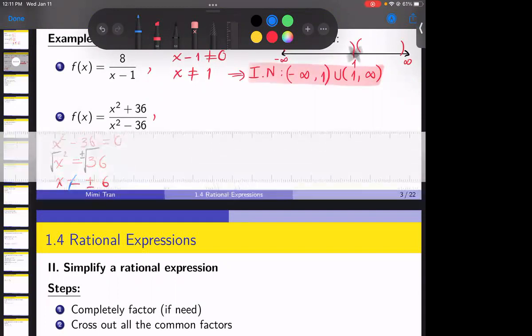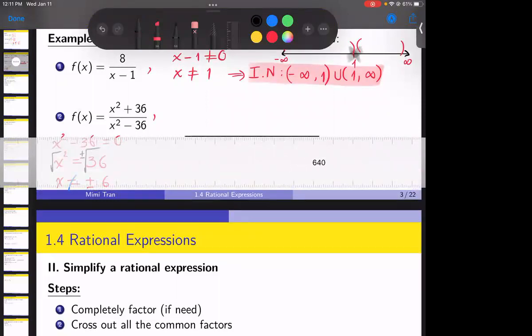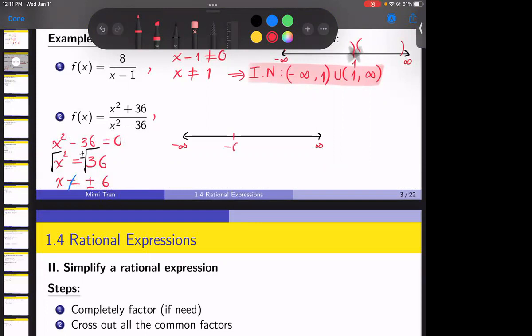And then if you cannot see the interval right away, draw it out. Negative infinity, positive infinity. Don't worry about the tick mark. I don't care about the scale, as long as you put the smaller number on the left. So here in this case, negative 6 first, and then 6 here. The larger number goes on the right, and I'll be okay.